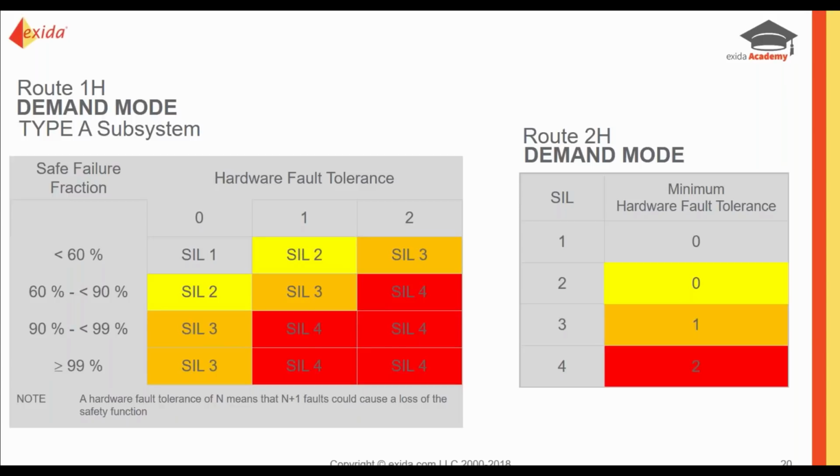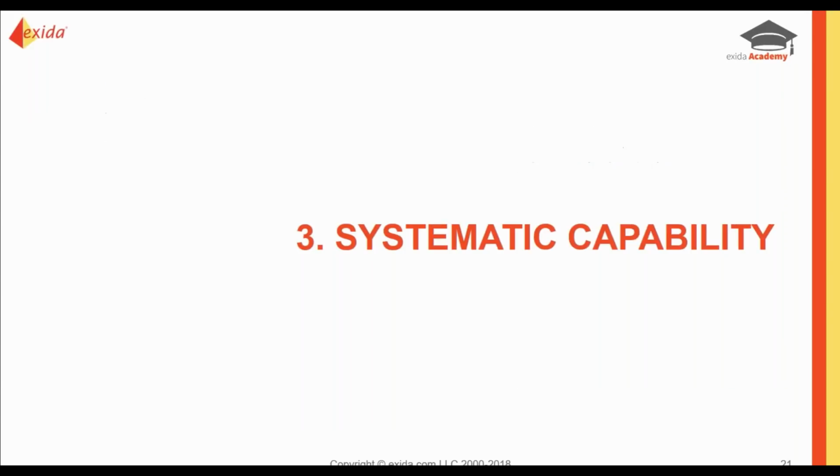On the right-hand table, you have your 2H tables, and this is kind of a simpler table. You don't have to do your safe failure fraction calculation, and there aren't different type A, type Bs. This is simply in low demand mode or demand mode of operation. This lets you know if you want a SIL 1, you don't need any redundancy. Same with SIL 2, but if you are going to be a SIL 3 application, you need at least 1 extra set of equipment. SIL 4, at least 2.